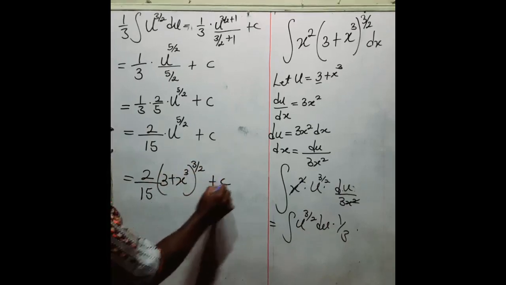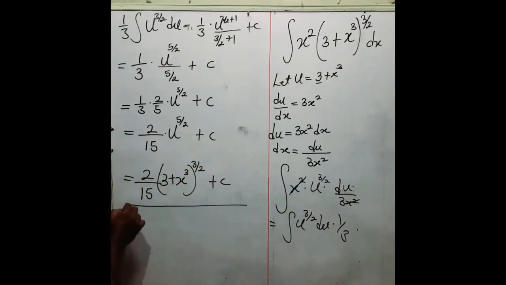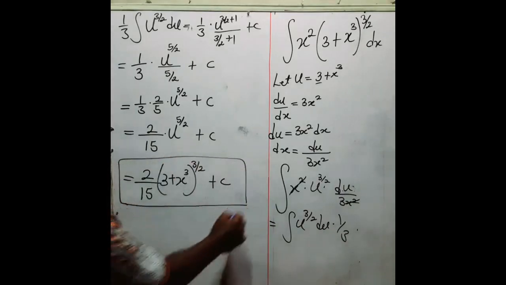5 over 2 plus constant. So these are the values of the answer.